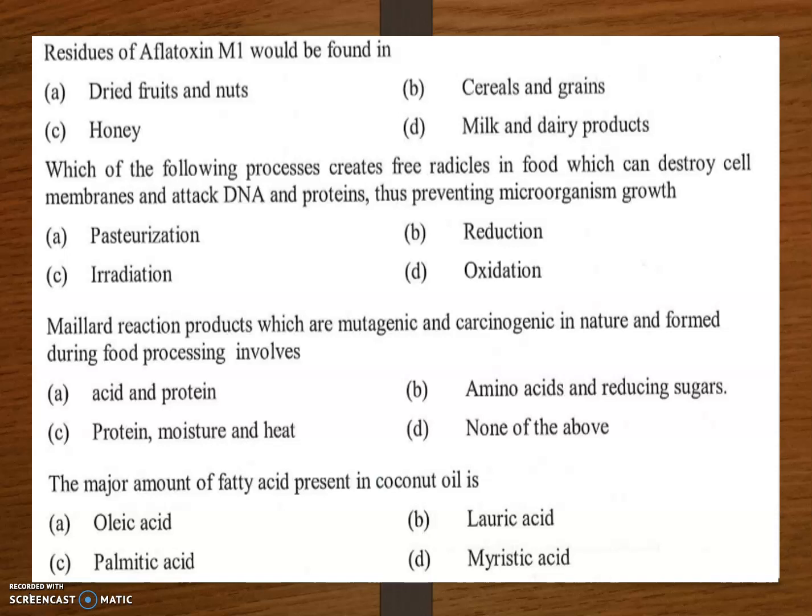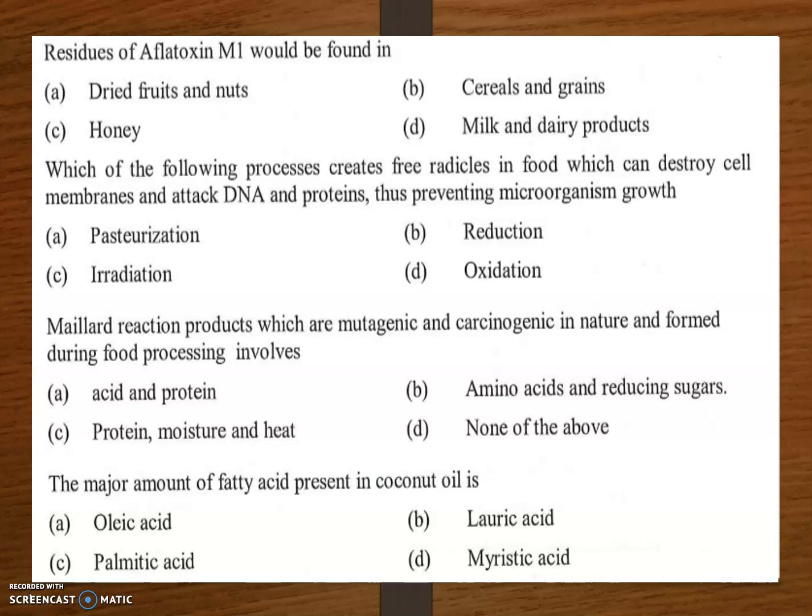Next question. Which of the following processes creates free radicals in food which can destroy cell membranes and attack DNA and proteins, thus preventing microorganism growth? The answer is option C, irradiation.